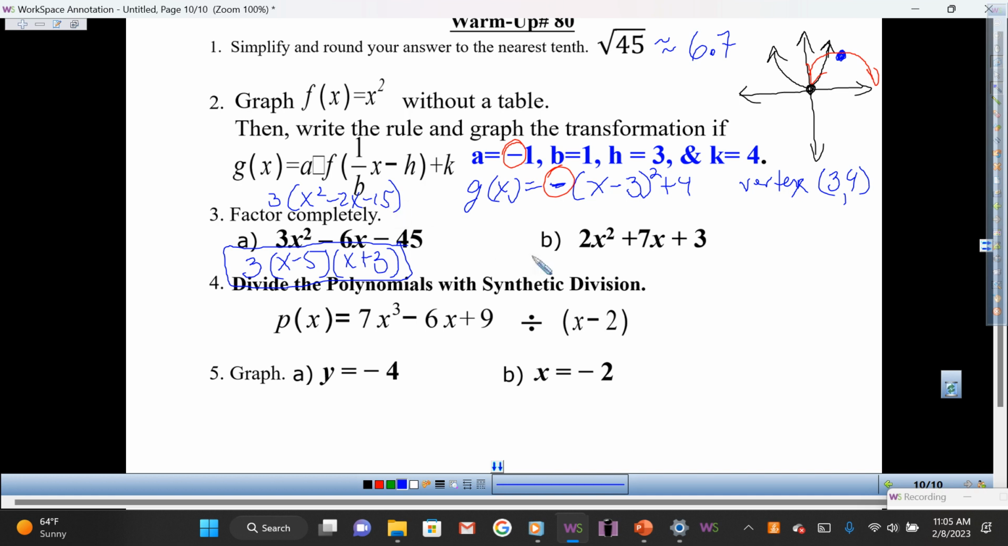All right, 3b. Just to go a little bit faster for the sake of time, I multiply 2 times 3. That is 6. And then the 7 down here. So what factors of 6 add up to 7? 6 and 1. So this is 2x squared plus 6x plus 1x plus 3. You group, and the rest is history. So this is x plus 3 and 2x plus 1. Hands up if you got that by yourself.